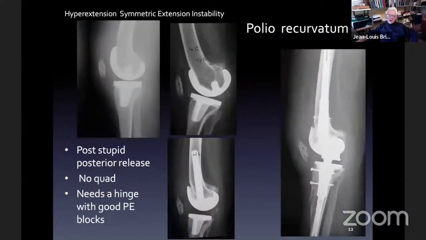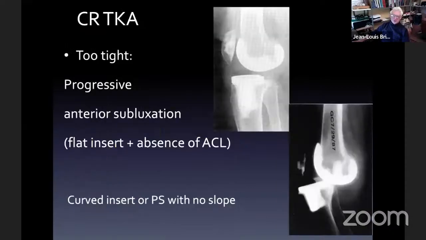Next. Well, that's a mistake of mine, in my case. Well, it's 30 years ago. I made mistakes, and I think the solution in this polio patient was to use a hinged knee. Cruciate retaining total knee. Well, we know that if they are too tight, that leads to progressive subluxation. And we can treat them with flattened or curved inserts, but most of the time we will use PS knees.